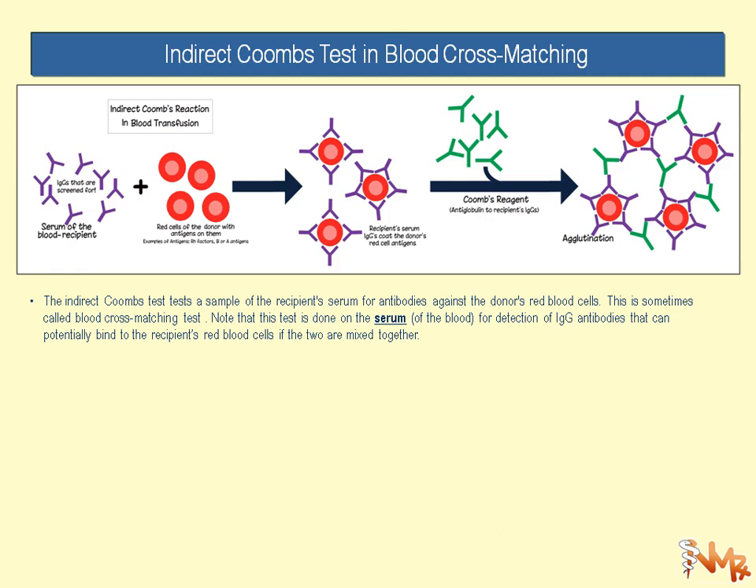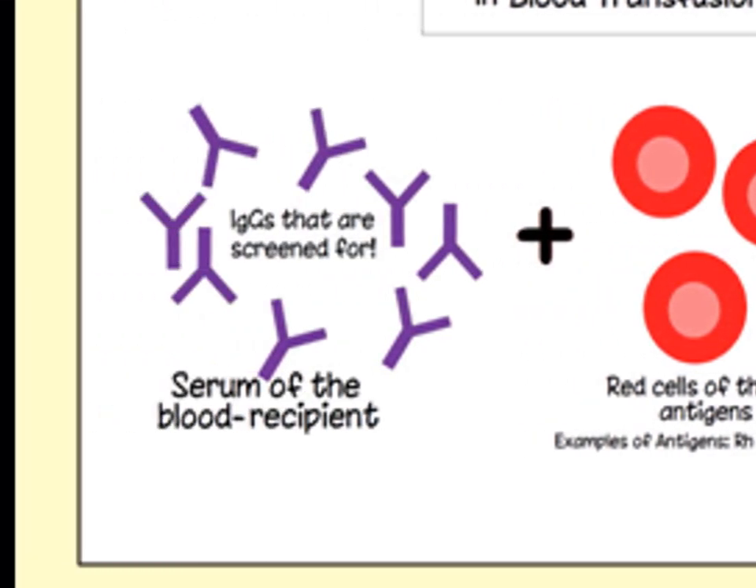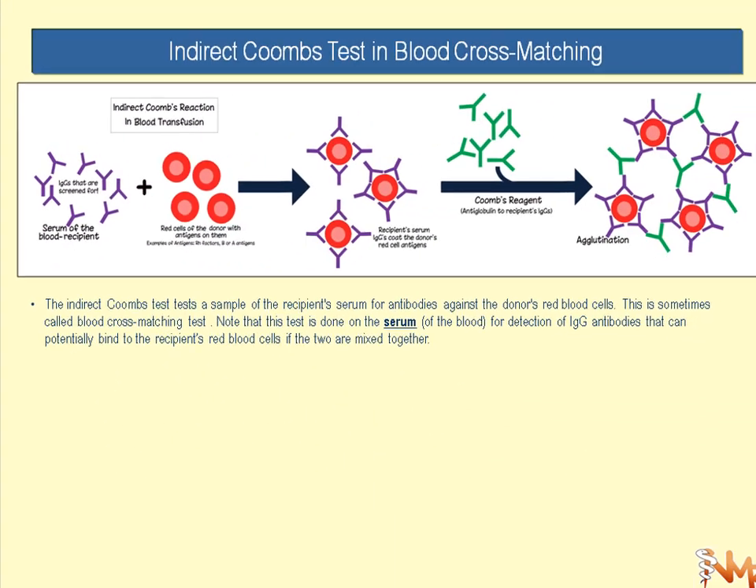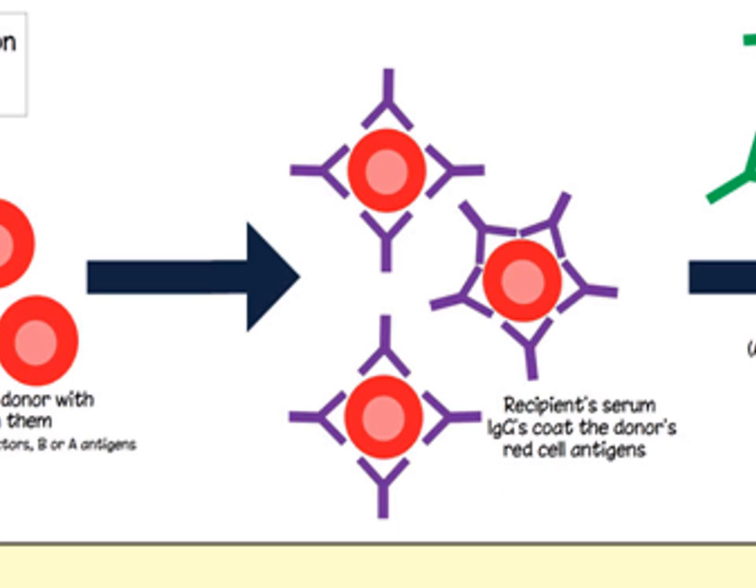So here you're going to see the packed cells, in red, of a donor that you want to give to a recipient. And in the recipient, you're looking for those purplish immunoglobulins. Those are the ones that we like to screen for. So this is sometimes called the blood cross-matching test. Note that this test is done on the serum for detection of IgG antibodies that can potentially bind to the recipient's red blood cells if the two are mixed together.